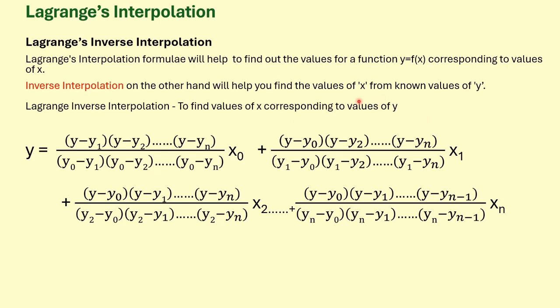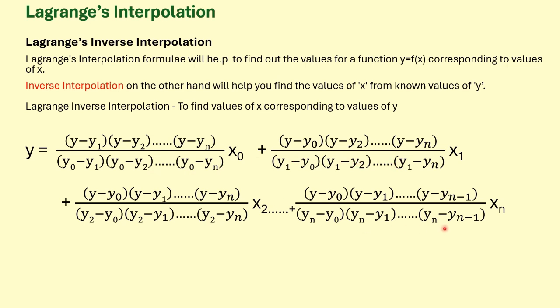So the formula is almost the same as Lagrange's interpolation formula. The only thing is, in the place of x we are replacing it with y, and in the place of y we have replaced x. So the formula goes like this: x is equal to (y minus y1) into (y minus y2), and so on till (y minus yn), divided by (y0 minus y1) into (y0 minus y2), and so on till (y0 minus yn). Similarly, it will go like this.